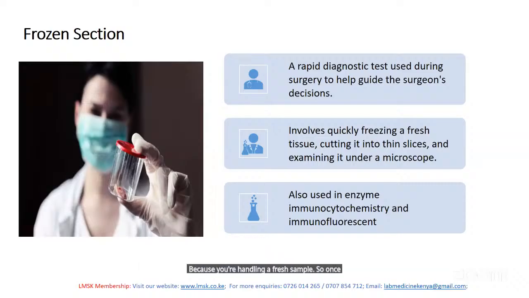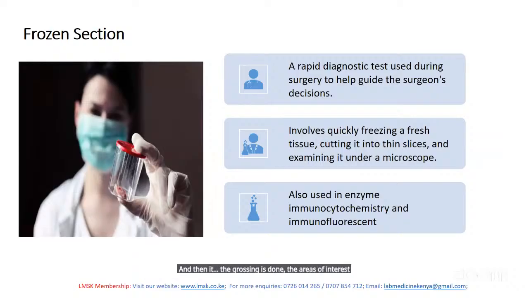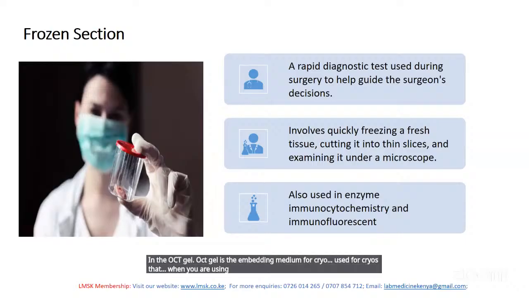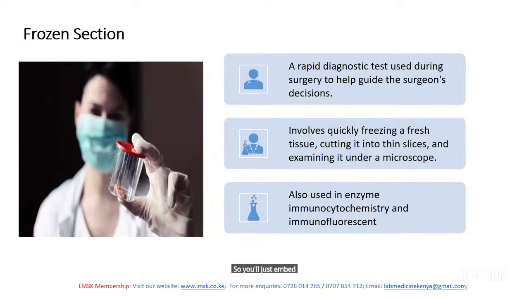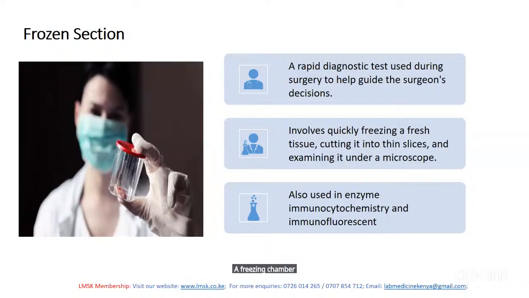So once it's taken, it's just delivered to the lab, and then the grossing is done, the areas of interest are sampled, and then you will embed this particular biopsy in the OCT gel. OCT gel is the embedding medium used for the cryostat. So you'll just embed this one in the OCT gel. Then after that, you put it in there. The cryostat has a freezing chamber. It will freeze and form a block, and that block is cut, sectioned just the normal way. And then it's stained and examined.